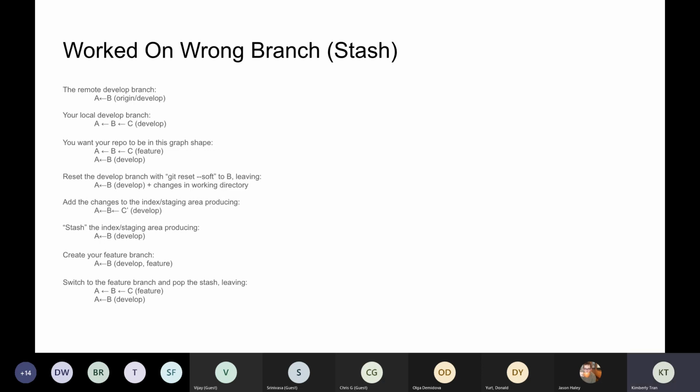Okay, so this is another approach to working on the wrong branch, but using stash instead. Many ways to do the same operation in Git.